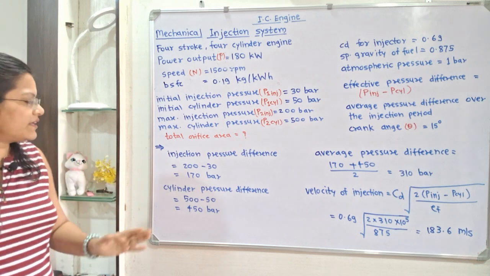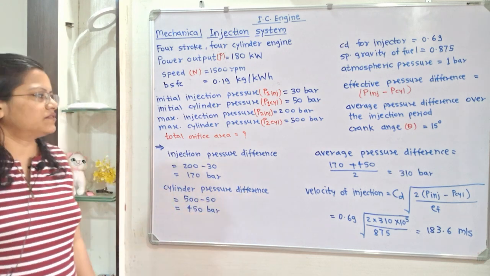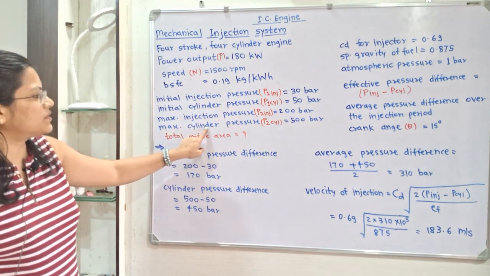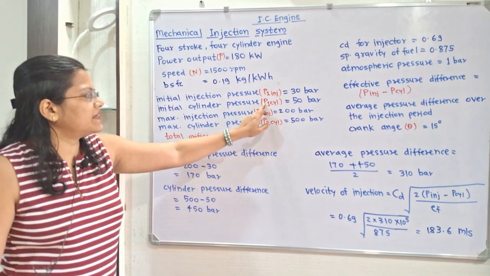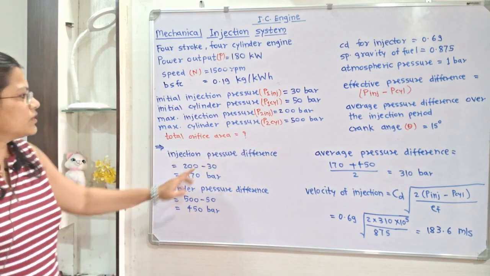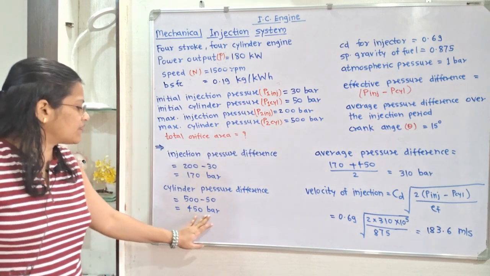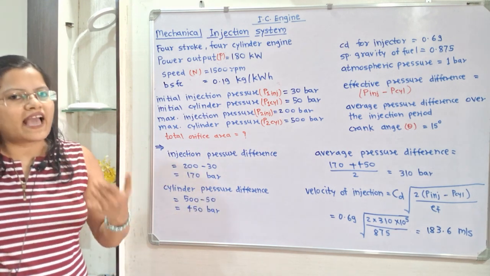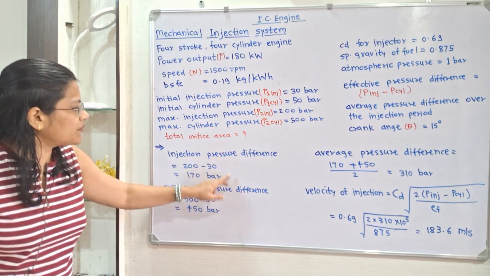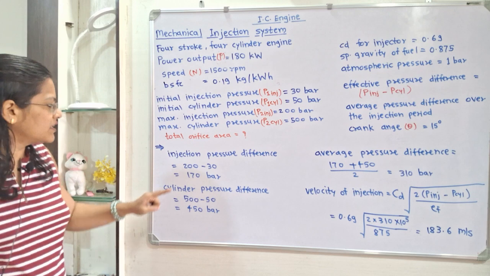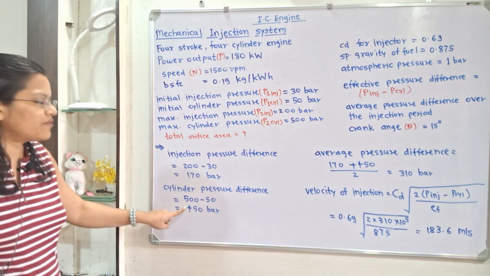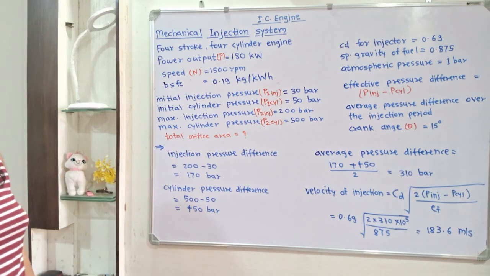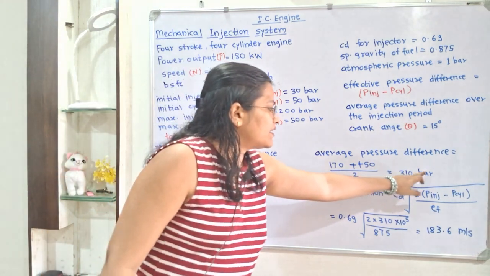In the same way, we will take the cylinder pressure difference. Here two pressures are given, the initial cylinder pressure and the maximum cylinder pressure, that is P2 cylinder minus P1 cylinder. So it is 500 minus 50, which is equal to 450 bar. This is the pressure difference. Now we have to take the average of these two pressure differences. So how to take the average? That is 170 plus 450 divided by 2. This is known as the average pressure difference, and it is equal to 310 bar.